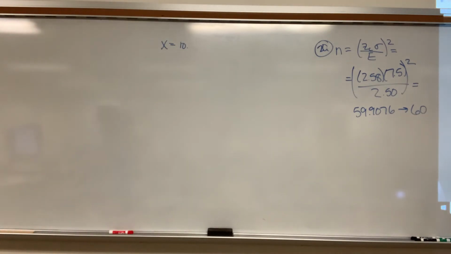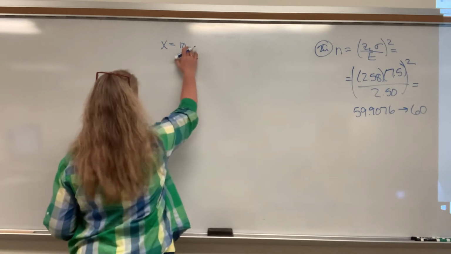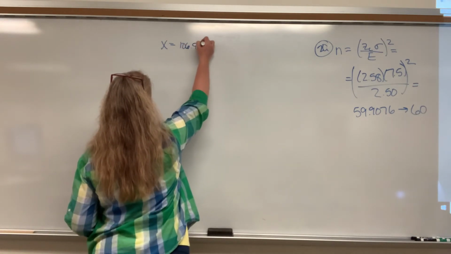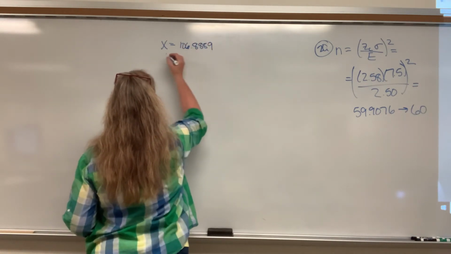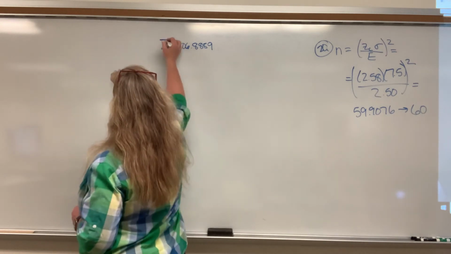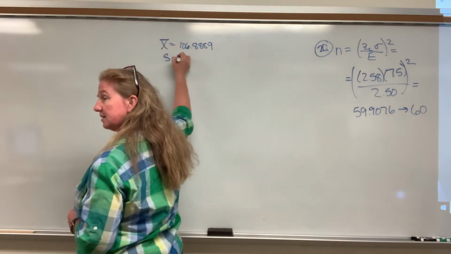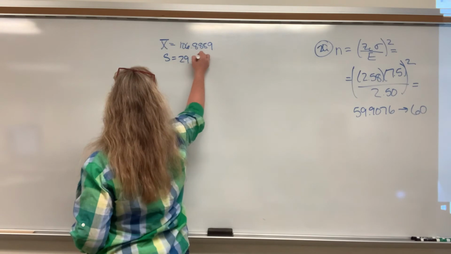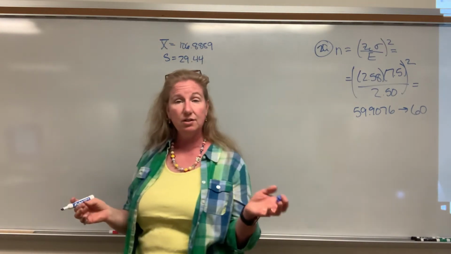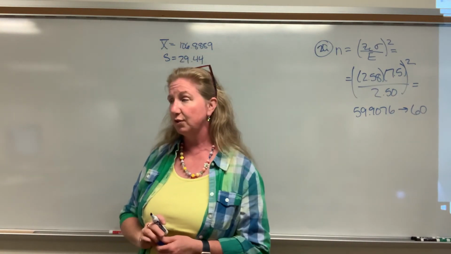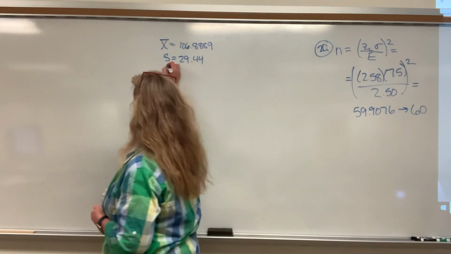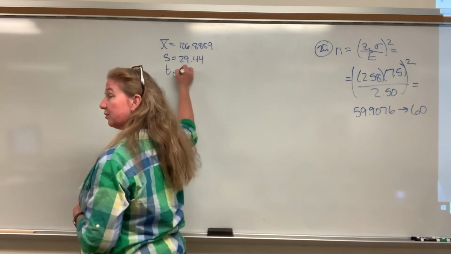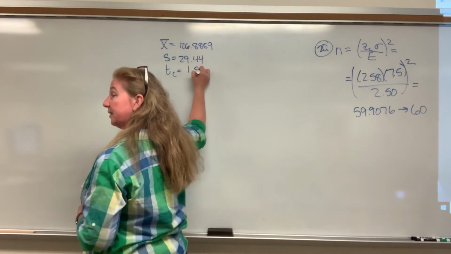So when I do my X bar calculation, I find that it's 106.8889. 106.889, that's X bar, and then S is 29.44. Again, use your calculator, use Excel, whatever works for you. And then T sub C for this one is 1.860.